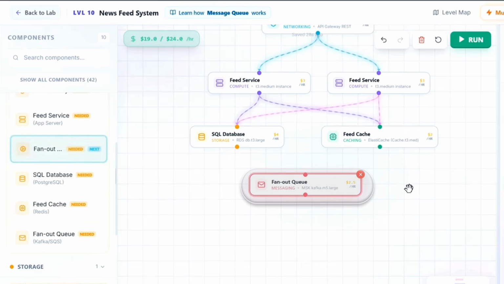So the fan-out queue acts as a messaging layer between the feed service and the fan-out workers. Whenever a new post is created, it is placed inside this queue. Using a queue decouples the feed service from our workers. Even if thousands of users create posts simultaneously, the feed service simply keeps publishing events into the queue while workers consume them independently. This prevents sudden traffic spikes from overwhelming the system and makes the architecture highly scalable.